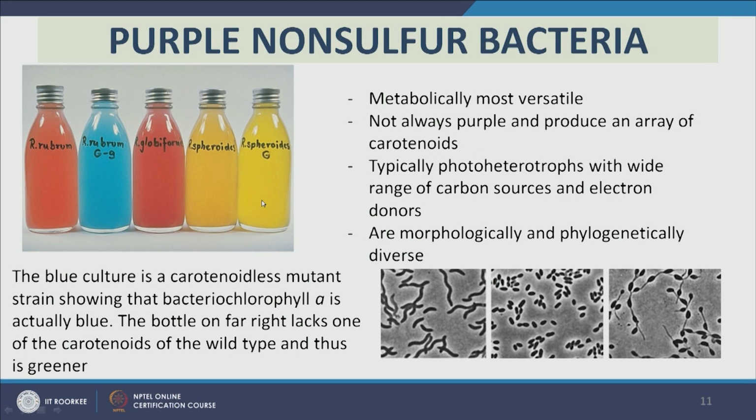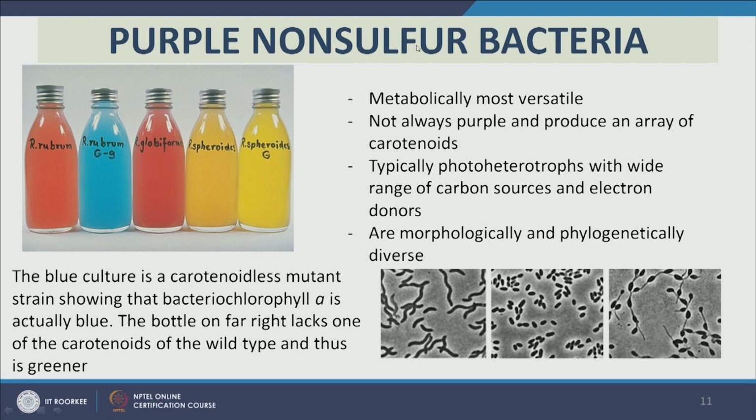And the picture on the far right is the one that does not have a wild type carotenoid, and thus is slightly more green than blue. Now, it might not make sense why the yellow is more green than blue, but this is more green because it does not have the wild type carotenoid.